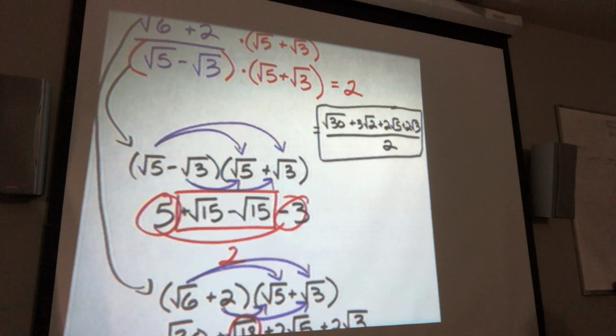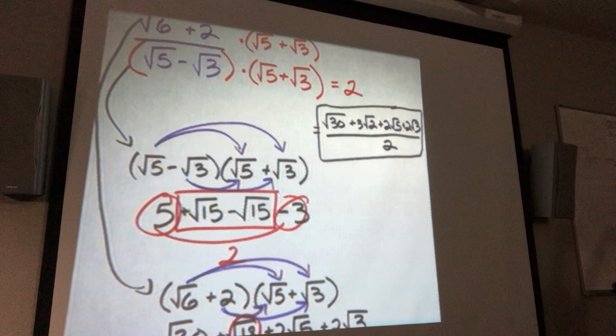The reason that one's bad is not the denominator. The reason that one's bad is the numerator. The numerator is gross. Now, in general, we leave our answers with square roots in the numerator. There are rare, extremely rare instances in which you might want to rationalize the numerator.